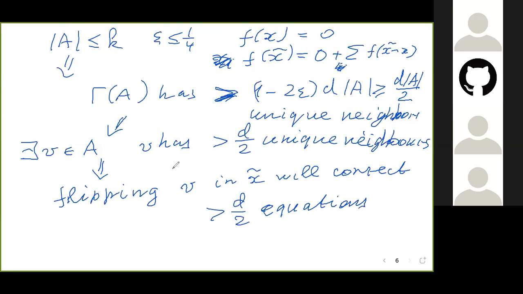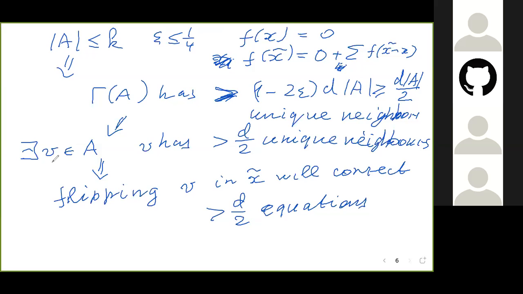That variable appears in exactly d equations, and so the number of equations which were spoiled by flipping that variable is less than d over 2, because flipping that variable changes all the equations in which it appears, and among them more than half are wrong. So flipping that variable corrects more equations than it spoils. And so, in total, the number of wrong equations decreases.